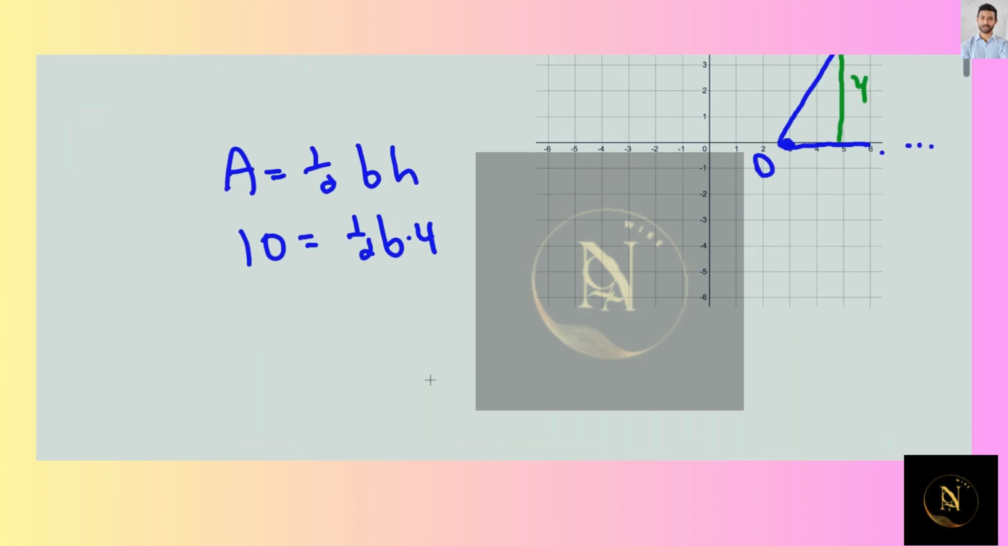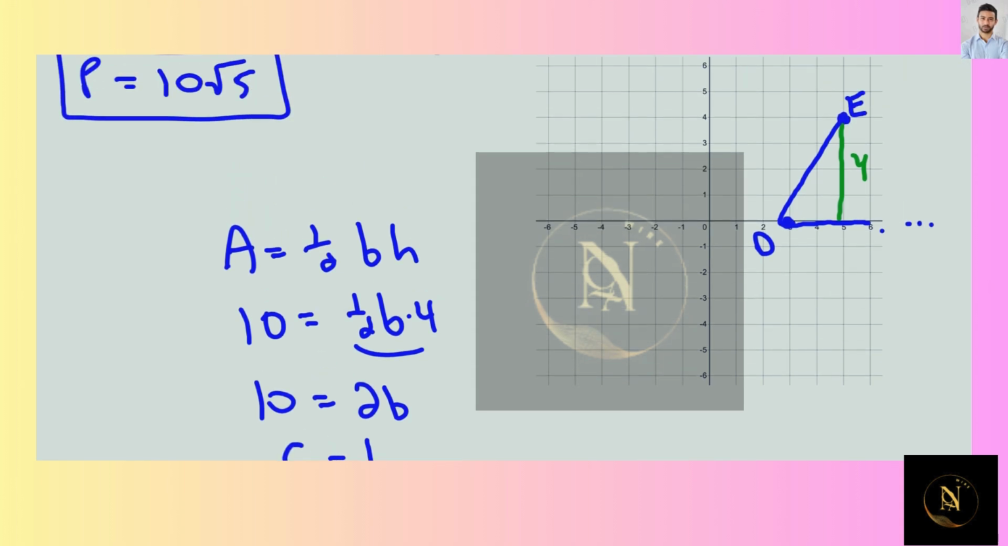We can multiply 1/2 and 4, that's 2, and then divide both sides by 2, and we'd need a base length of 5. Well, if we're at 3, 0, and we want 5 units, then this would be at 8, 0 to get our length of 5, so that we would have an area of the triangle of 10. So what is a possible location? Again, one possible location would be at 8, 0.